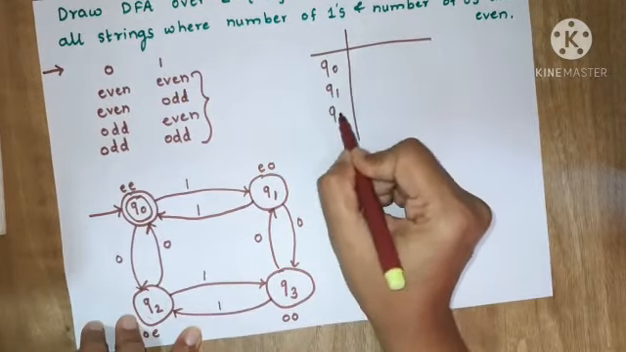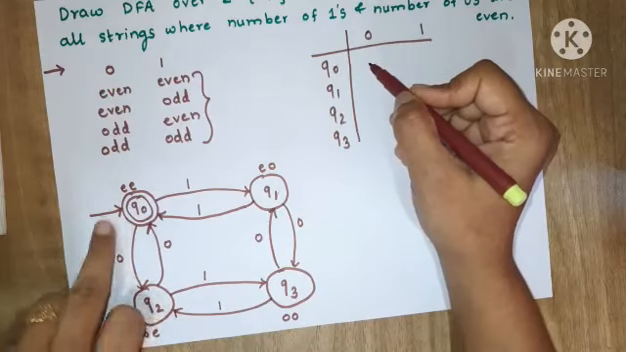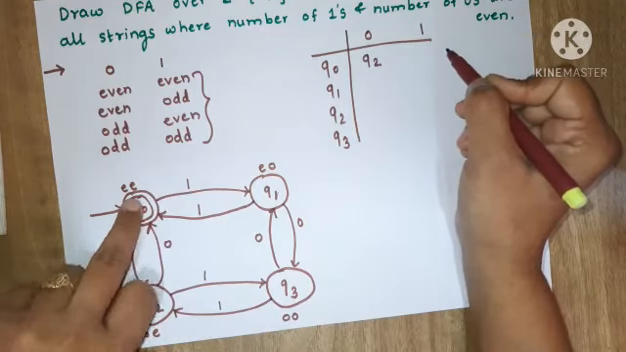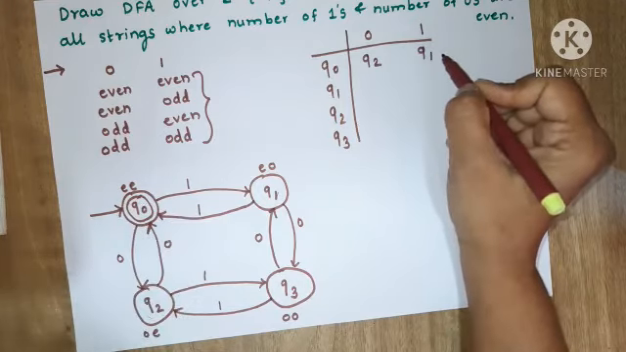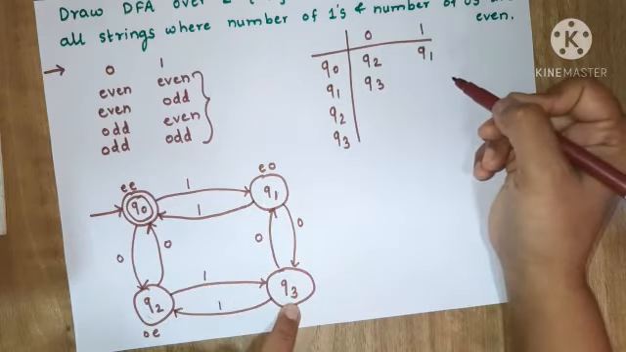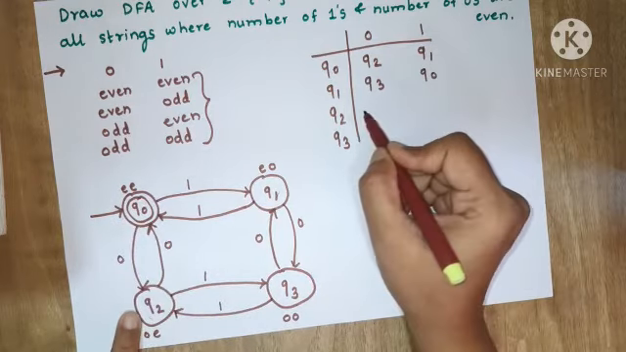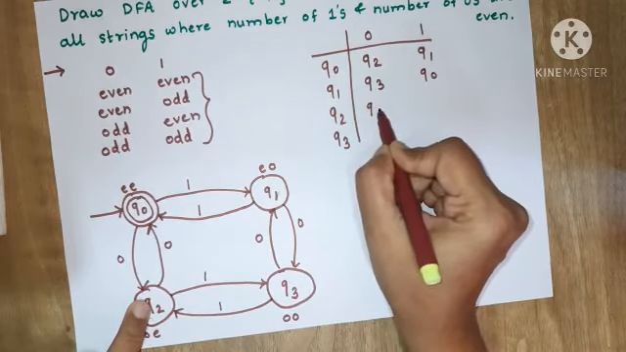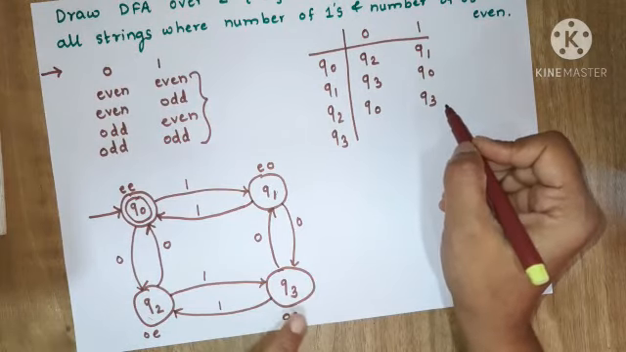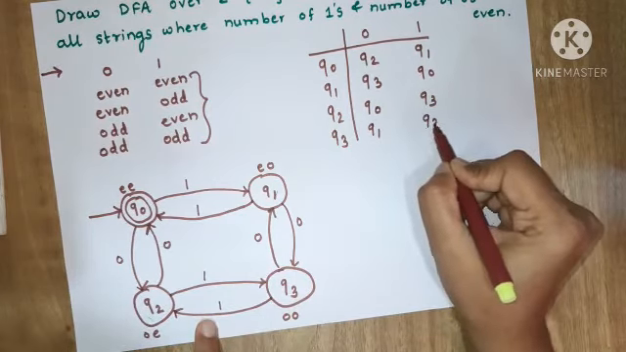Q0, Q1, Q2, Q3, and 0 and 1. So Q0 on 0, Q2, and Q0 on 1, Q1. Q1 on 0, Q3, and Q1 on 1, Q0. Now for Q2, Q2 on 0, Q0, and Q2 on 1, Q3. Q3 on 0, Q1, and Q3 on 1, Q2.